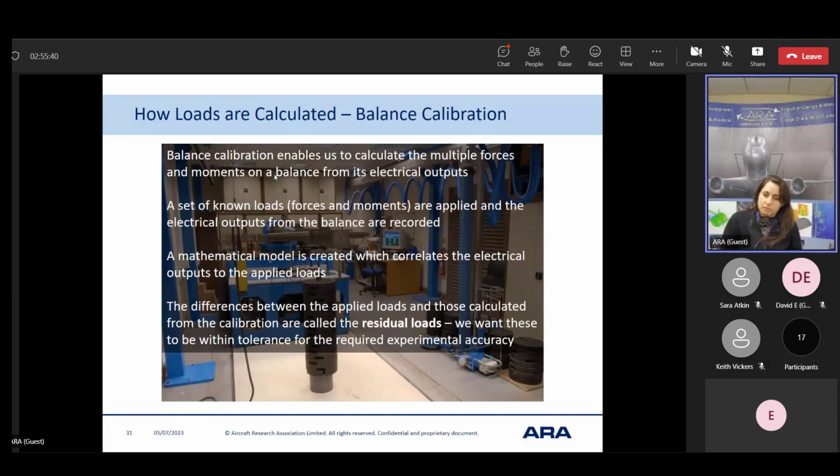So balance calibration allows us to apply multiple known forces and measure the electrical outputs. From this we create a mathematical model of the balance which can be used to predict the applied forces and moments when we measure the electrical outputs during a wind tunnel test. The difference between the applied loads in the calibration and the measured loads on the balance is called the residual, and this is a key statistical quantity used to determine the experimental accuracy of the calibration.